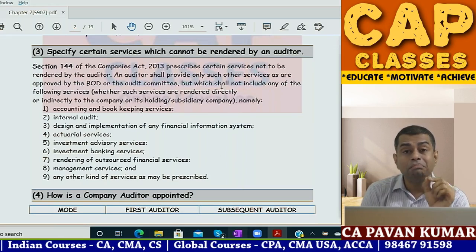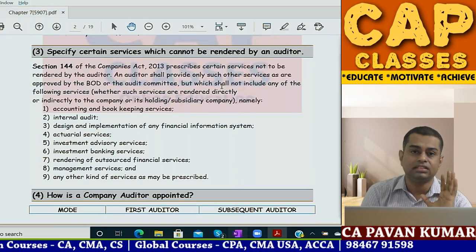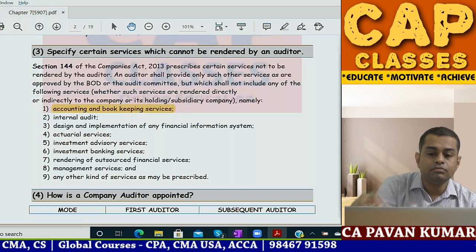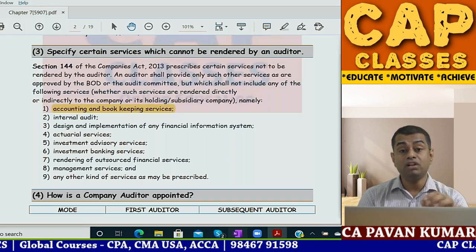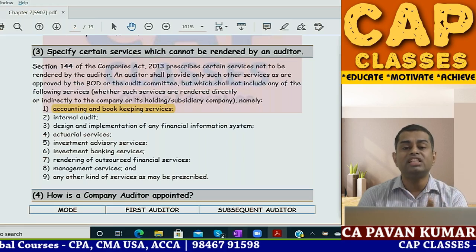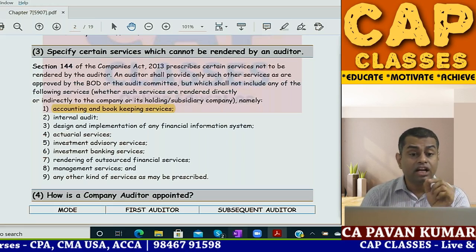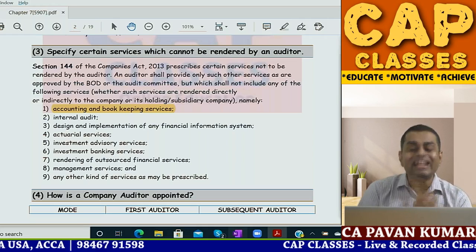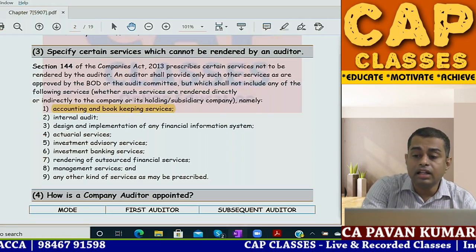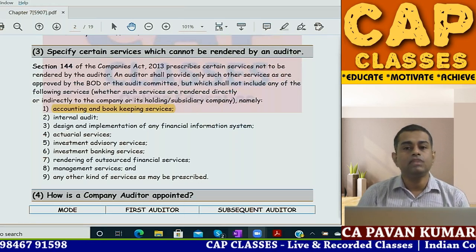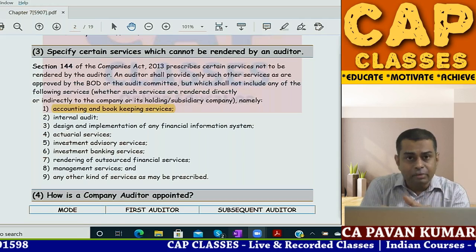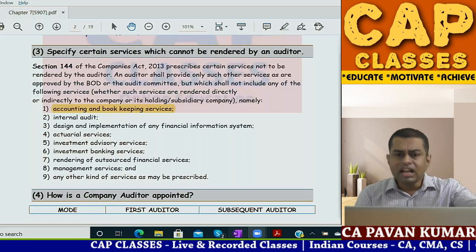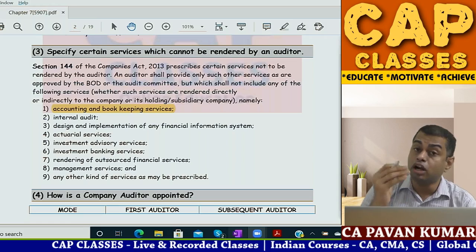Some students will misunderstand it like this. Say for example here, accounting and bookkeeping services. So, saying a chartered accountant cannot render accounting and bookkeeping services is wrong. A chartered accountant can render accounting and bookkeeping services, but I cannot render this service to my auditee client. That means if my client is X Limited, I am already performing statutory audit of X Limited, then I cannot render these services to him. If some other company comes, I can do any of these services if they are not prohibited by the CA Act.